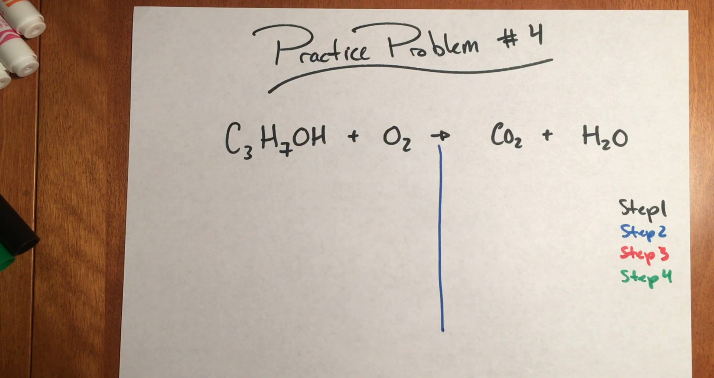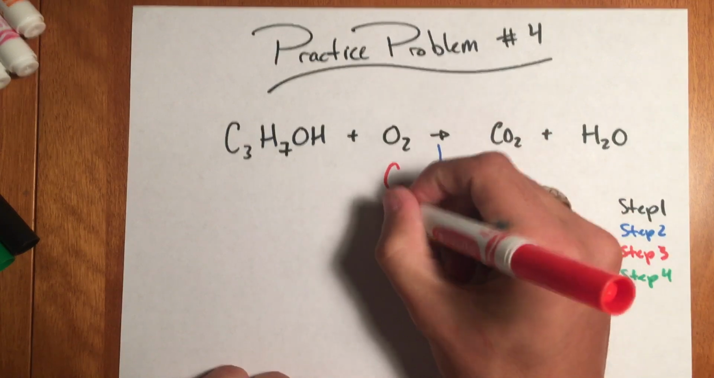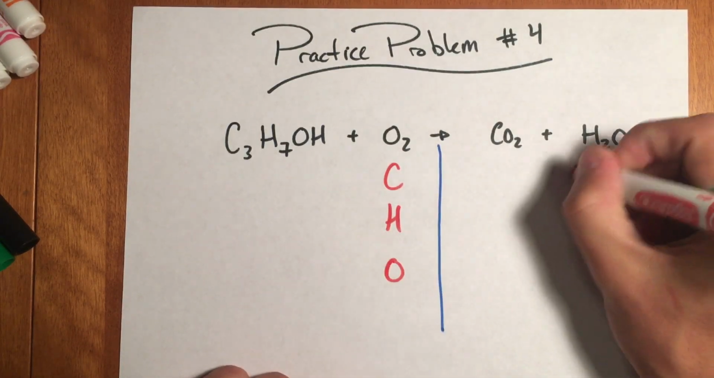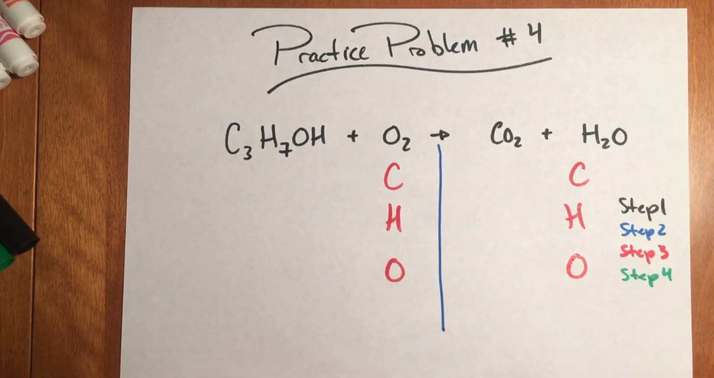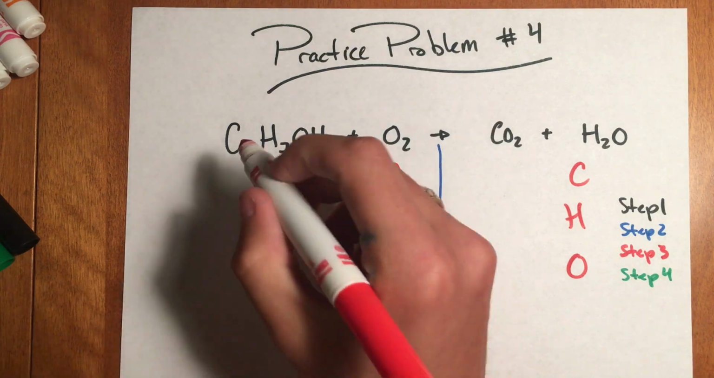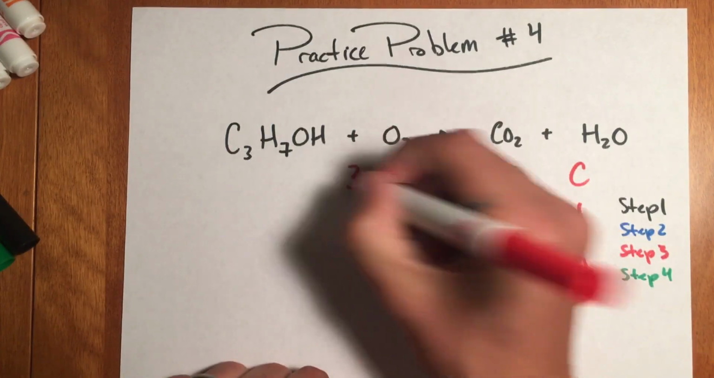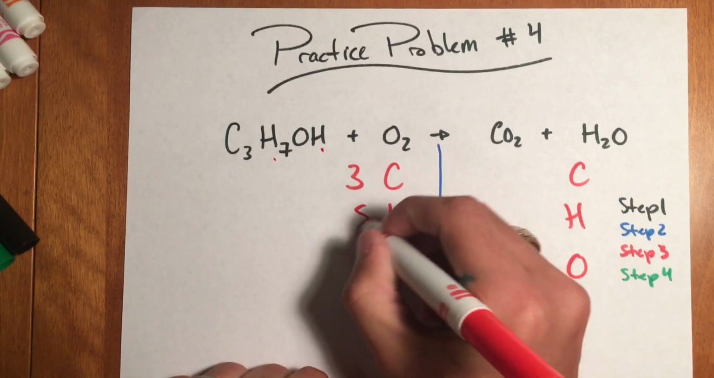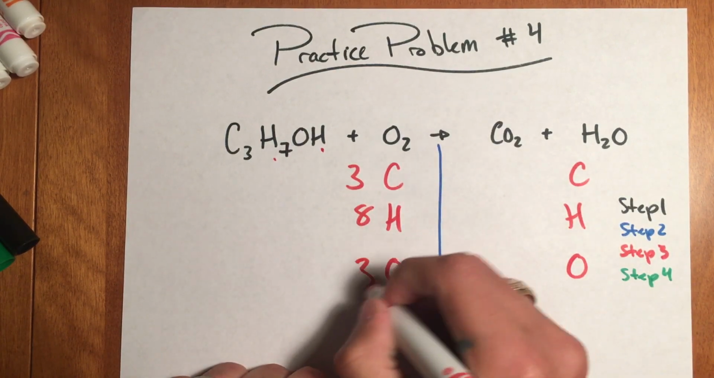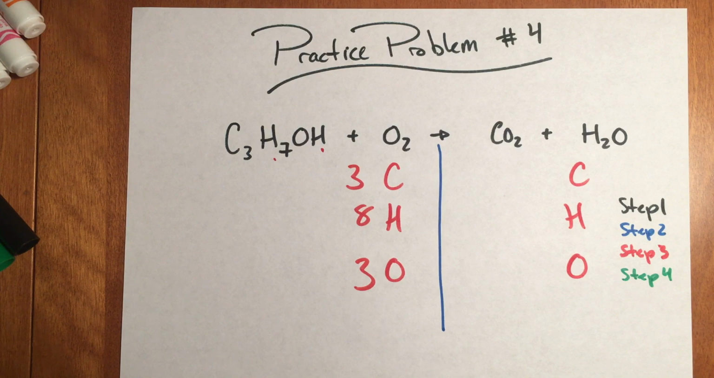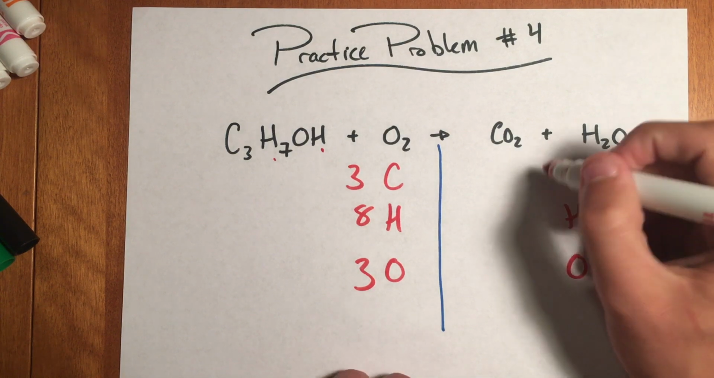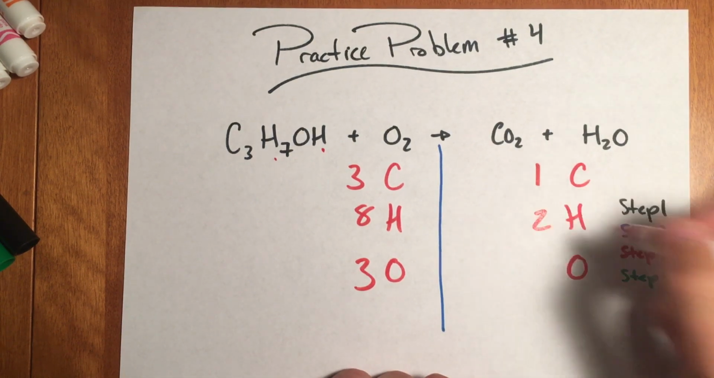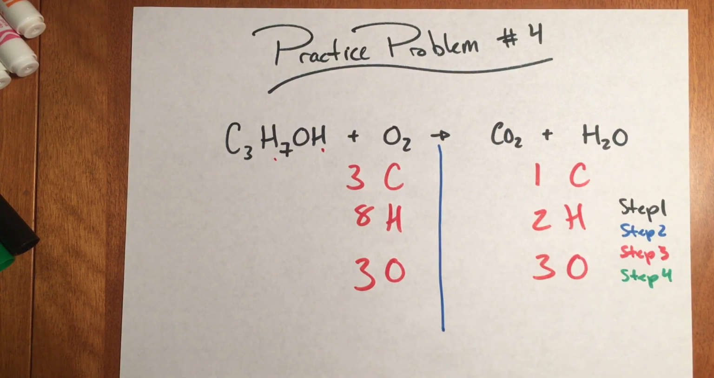Then we put out all of our elements. Again, it's a combustion reaction, so we only have 3. So it's just carbon, hydrogen, and oxygen. Put the same order on both sides. We've got 3 carbons on this side. We've got 8 oxygens. You got to remember this one. And we have 3 oxygens on this side. On the other side, we've got 1 carbon, 2 hydrogens, and 3 oxygens.